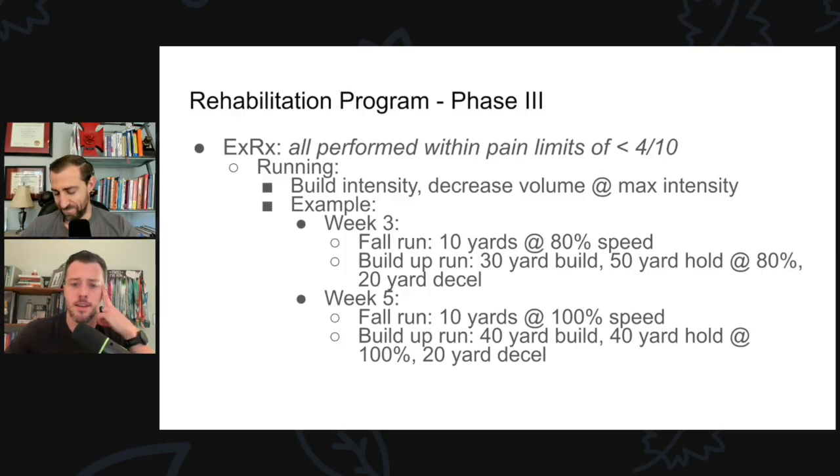The build-up run. If you're thinking like 80% of your max sprint speed, you have a 30-yard build, a 50-yard hold at 80%, and then a 20-yard decrease. And then to bridge the gap from there to 100%, you give them a longer build, a 40-yard build, and then a 40-yard hold at 100%, and then a 20-yard decel. So as the distance of that max effort increases, the intensity will decrease. So play around with the intensity versus the duration. As one goes up, the other goes down, and vice versa.